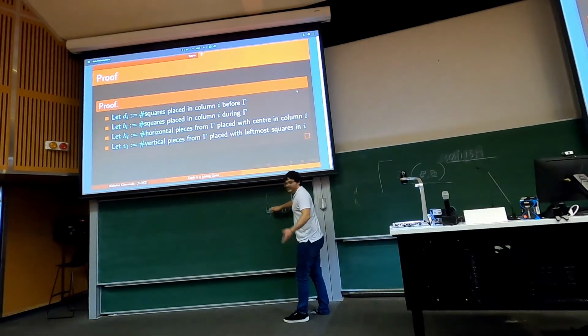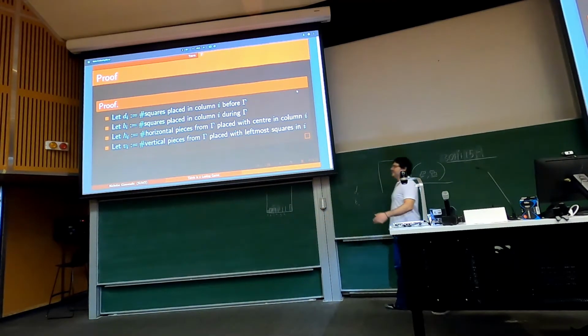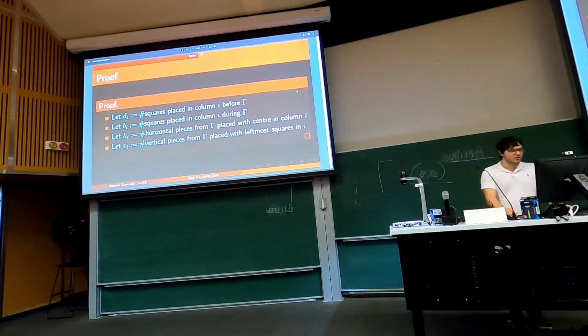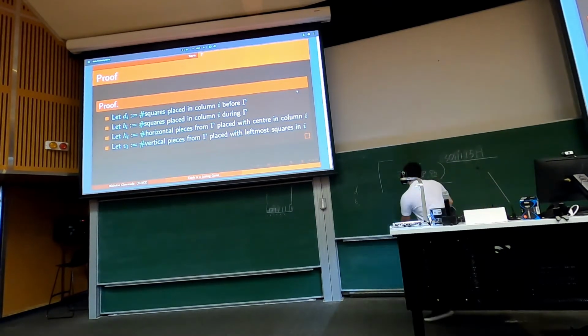So again, as last time, I'm not even going to explain this one. The point is that if the leftmost square is in column i, we count it in v_i. So now the result we're trying to prove becomes the following.